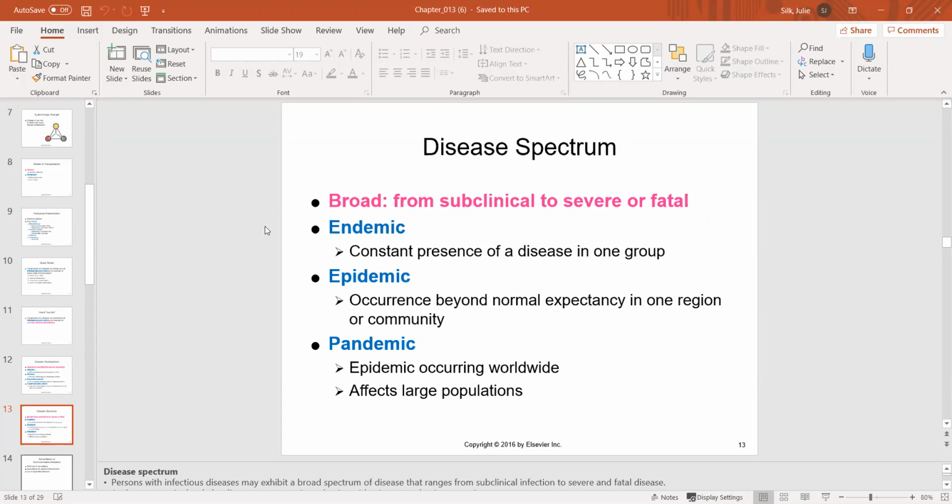So again, I would definitely make sure you know the difference between endemic, epidemic, and pandemic. With endemic, it's a constant presence of a disease in one group. An epidemic is occurrence beyond normal expectancy in one region or community. And then pandemic is a type of epidemic, but it occurs worldwide and affects really large populations of people.